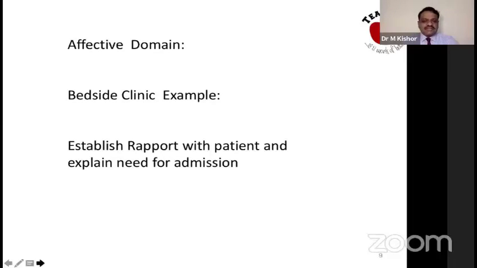Now, what is a good example for the affective domain? In bedside clinics, if you ask the postgraduate to establish rapport with the patient and explain the need for admission, here the cognitive question of whether the criteria are met or not is not important. Here we are looking at how good the student's communication skills are in involving the patient: establishing rapport, explaining the need for admission, understanding the patient's perspective, and communicating the need for admission. This is a good example for the affective domain.